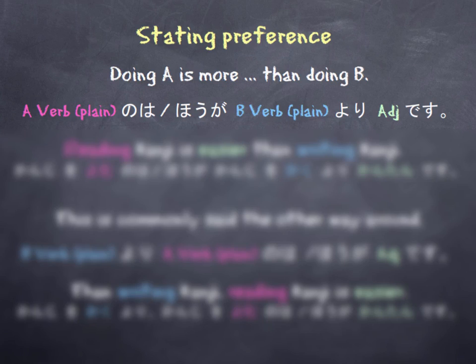So to start with, we have our pattern here, which starts with putting the verb from our first activity into its plain form, and then following with either no wa or hoga. We then insert our second activity with the verb in its plain form, followed by yori. In Japanese, yori is used to compare in the same way as than in English. We then finish with the adjective we wish to use to describe the comparison.